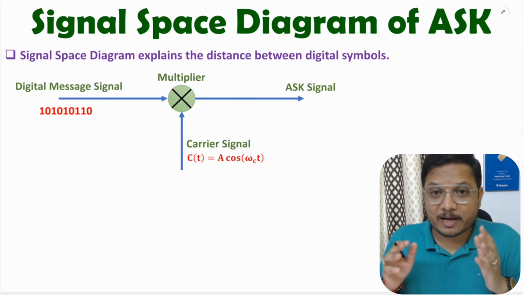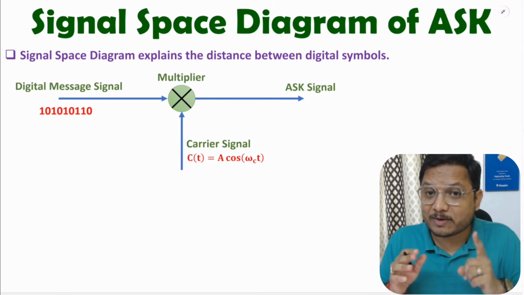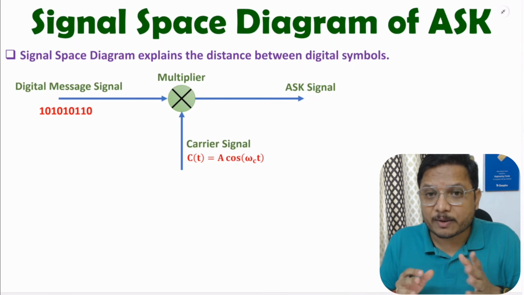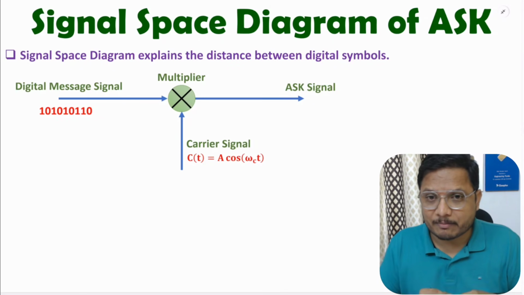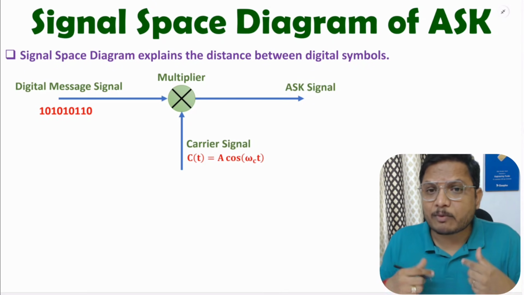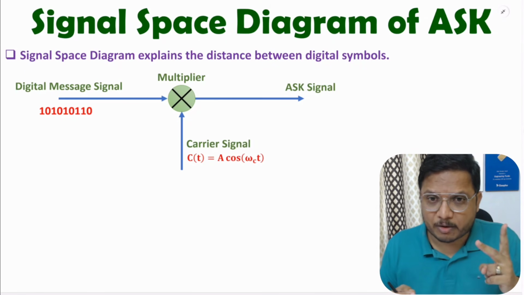In this video, I will explain signal space diagram of Amplitude Shift Keying. In my last video, I have discussed about fundamentals of ASK. In this video, I will explain signal space diagram. First of all, you need to understand what is signal space diagram. Signal space diagram explains distance between two symbols.